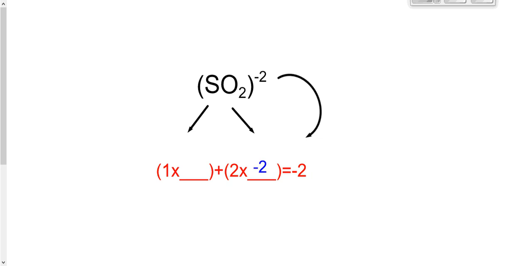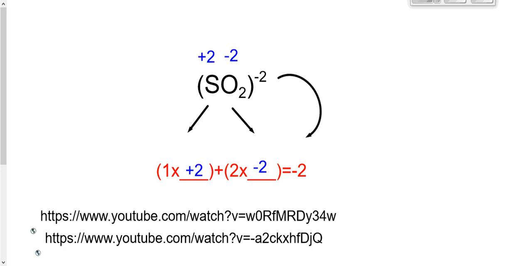We know that -2 is the oxidation number on an oxygen. So far, we've got -4 for a total charge. In order to make this statement true, we would have to assign a charge of +2, an oxidation number of +2 on the sulfur. 1 group of +2 and 2 groups of -2 adds up to the total overall charge of 2-, which is the charge on the SO2 2- ion.